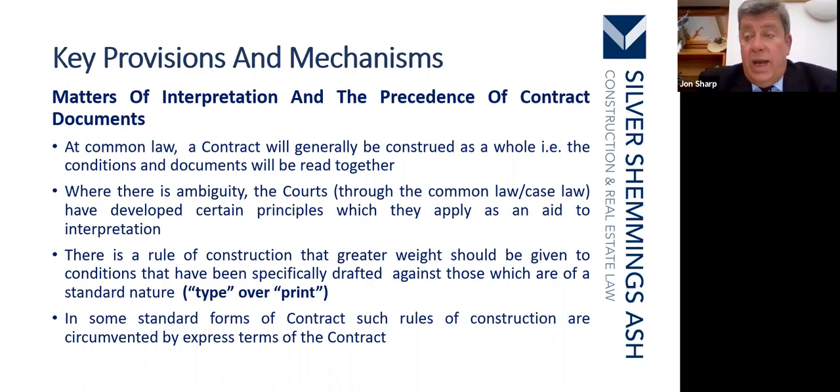But the courts do have this interpretation procedure. And the first one is that there is a rule of construction that greater weight should be given to conditions that have been specifically drafted against those which are of a standard nature. Absolutely correct. So if you have agreed a specific provision which is outside, for example, JCT normal provisions, the courts will give more weight to that than a standard provision within the JCT contract.